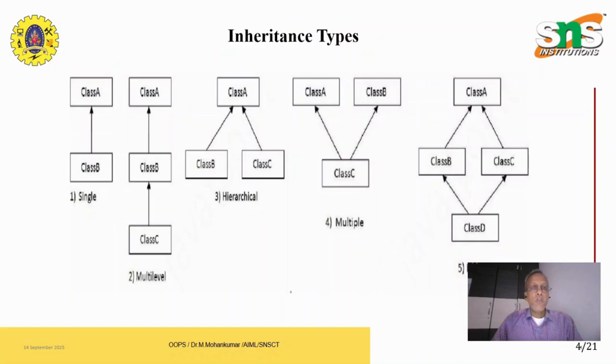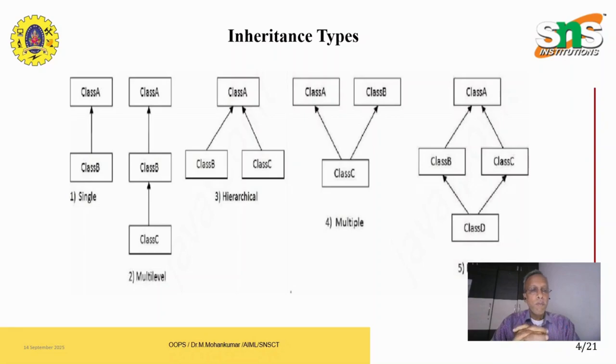Now we are going to see about inheritance types. Normally, inheritance is divided into five different types: single inheritance, multi-level inheritance, hierarchical inheritance, multiple inheritance, and hybrid inheritance. First, we see what single inheritance is and an example for it, then multi-level, hierarchical, multiple, and hybrid inheritance.